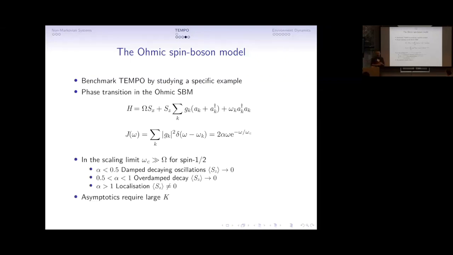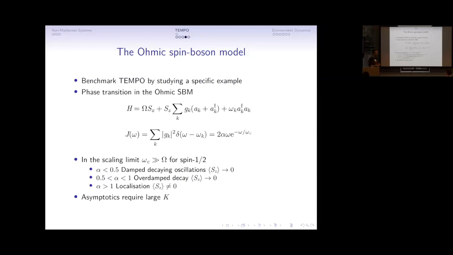And we know from Leggett in the 80s that in the so-called scaling limit, where the cutoff frequency of this environment is much larger than the natural frequency of my spin system, there are three regimes for things that this model can do. If the coupling strength, the prefactor in front of the spectral density, is less than 0.5 in some well-chosen dimensionless set of units, then the dynamics of the SZ expectation value of this two-state system has damped decaying oscillations.